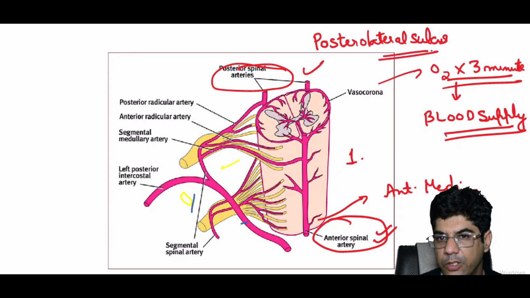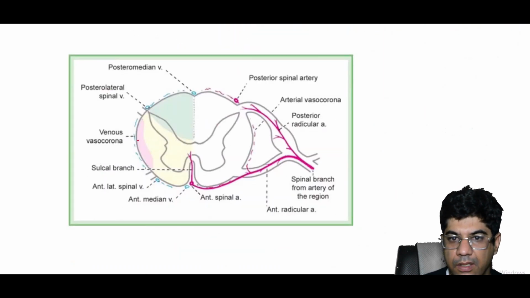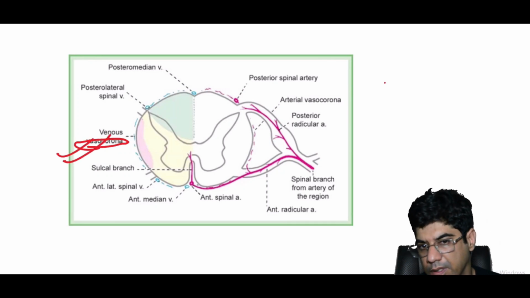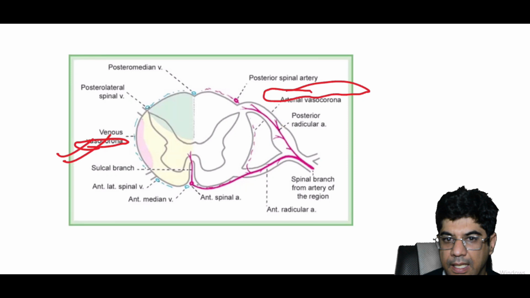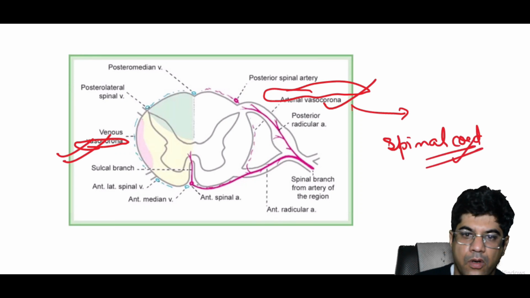Now, in addition to these, there is an arterial plexus that is also known as arteria vasocorona. So this network of arteries would cover the spinal cord and send branches into the substance of the cord.